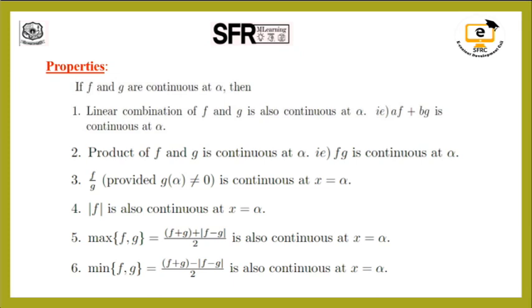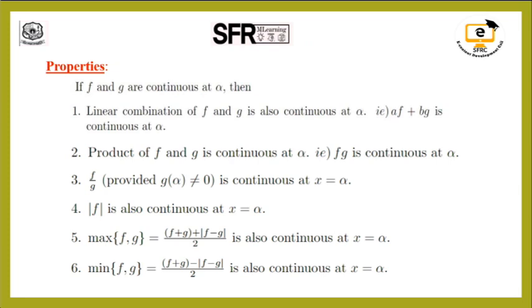This is because the maximum of f comma g is nothing but f plus g plus modulus of f minus g, by 2. So f is a continuous function, g is a continuous function. By property 1, f plus g is a continuous function, f minus g is also a continuous function. And by property 4, modulus of f minus g is a continuous function, right. Again by property 1, the sum of two continuous functions is continuous and the average of a continuous function is a continuous function. Thus the maximum of f and g is a continuous function at the point x equal to alpha.